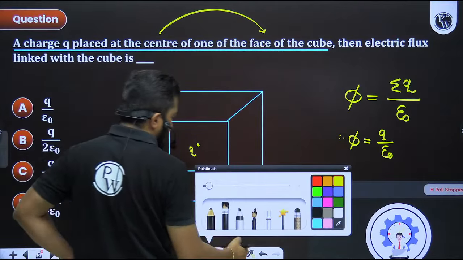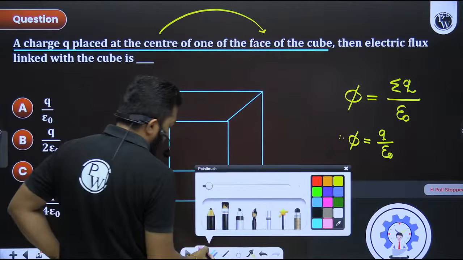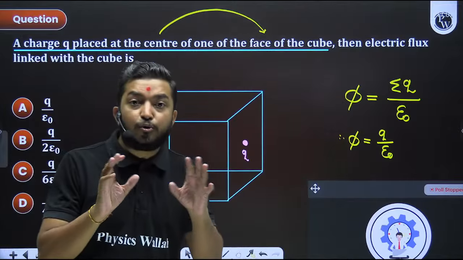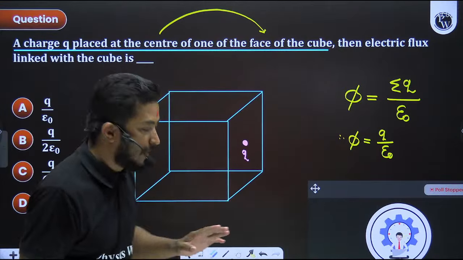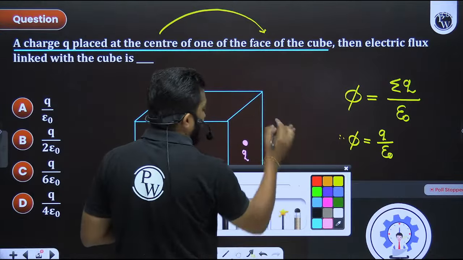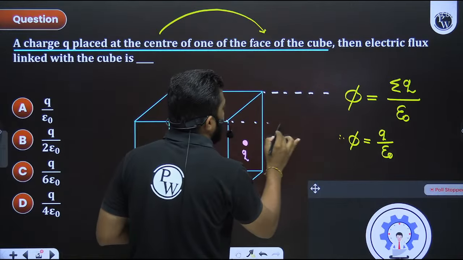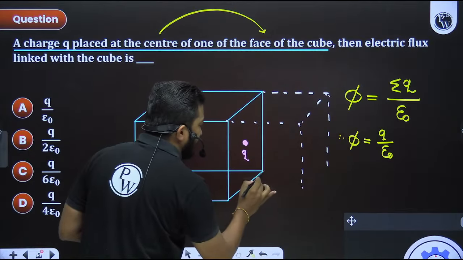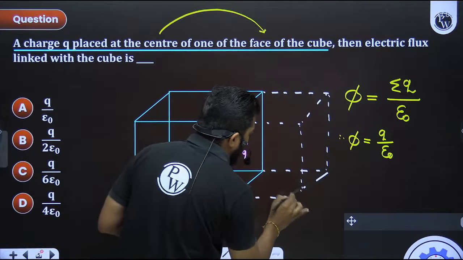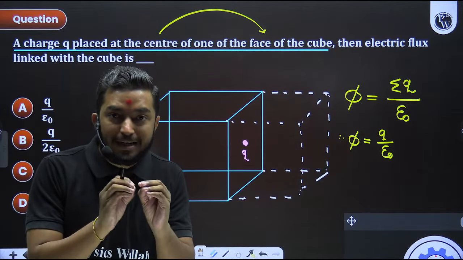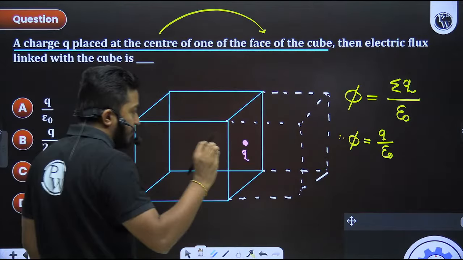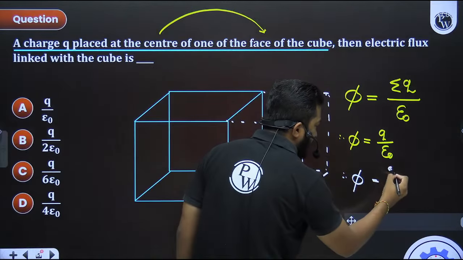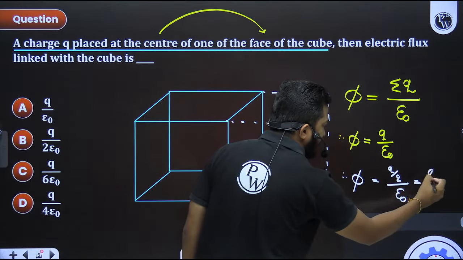Whenever there is a charge at the center of a face, we can say it is divided between two cubes, and one cube is the imaginary part. So I just take one imaginary cube over here, and the total amount of charge q is going to be divided half in both cubes. So the amount of charge with just one cube is half of q. So it's q by 2 divided by epsilon naught, and the final answer is q by 2 epsilon naught.